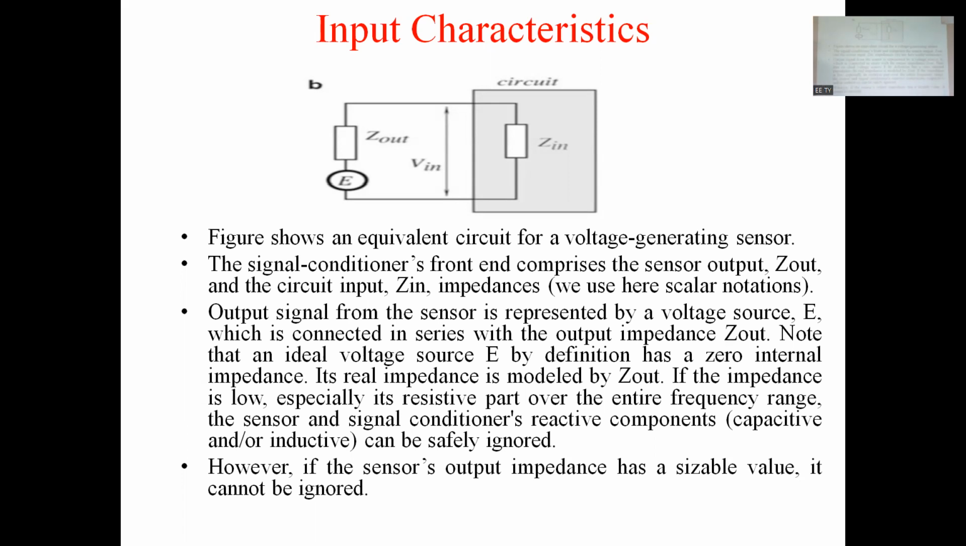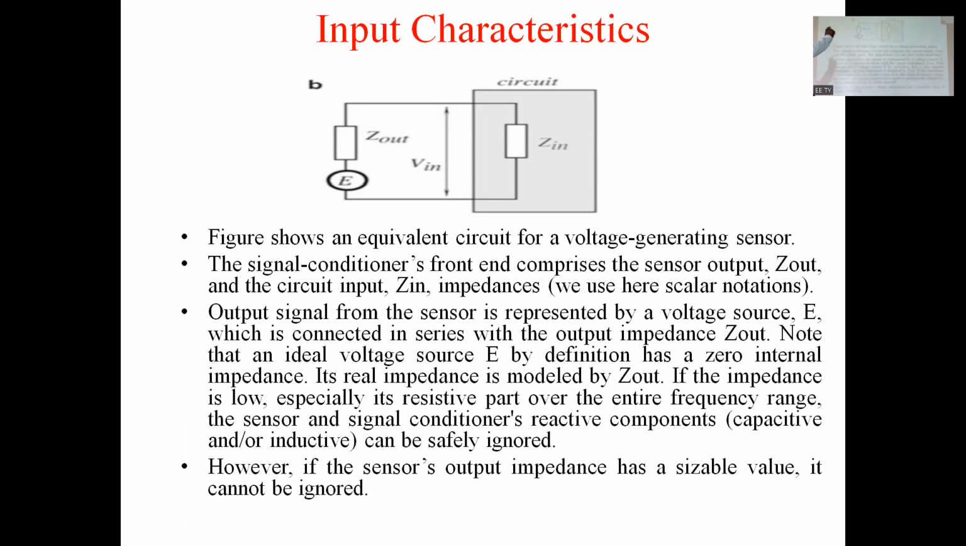So this solution, or the electrolyte, acts as a resistance in the battery. It is nothing but the internal resistance of the battery. In the ideal condition that internal resistance is 0. Its real impedance is modeled by Z out, and the impedance is low, especially its resistance part over the entire frequency.